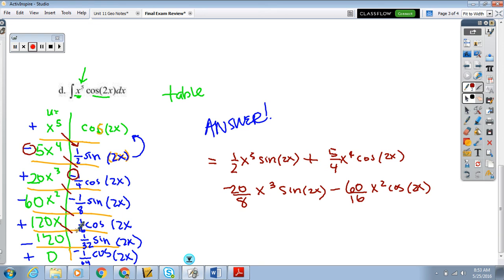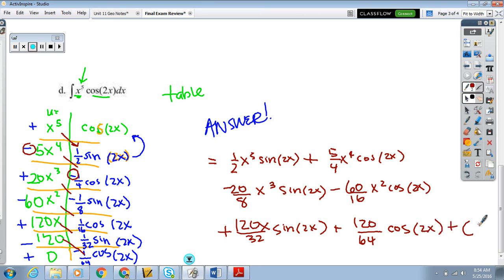Almost done. Second to last term, 120 x over 32 sine of 2x, and both of those are positive. And the very last term, minus and minus cancel each other out, so positive 120 over 64 cosine of 2x plus c. And I'm done. Yay!